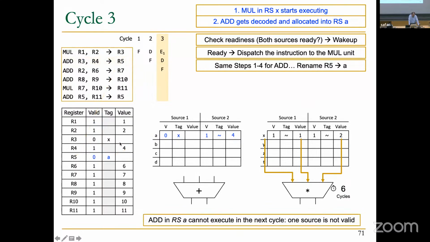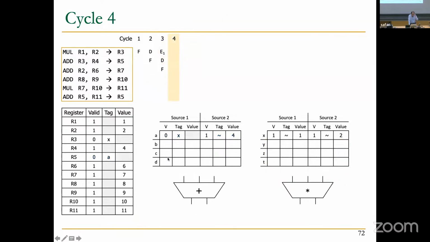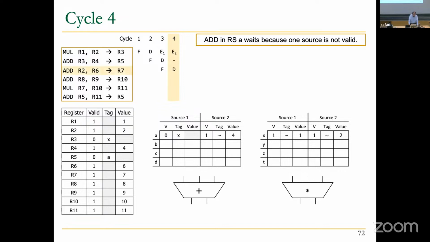Okay. So we can see that this addition cannot be dispatched because one of the sources is not ready. So in cycle 4, multiplication still keeps executing. We need to stall the addition in the reservation station because one of the sources is not ready. For the third instruction, which is another addition, we can start the decode step now.